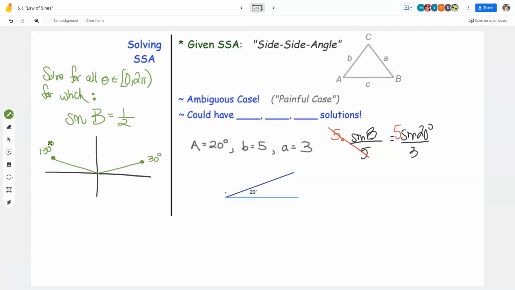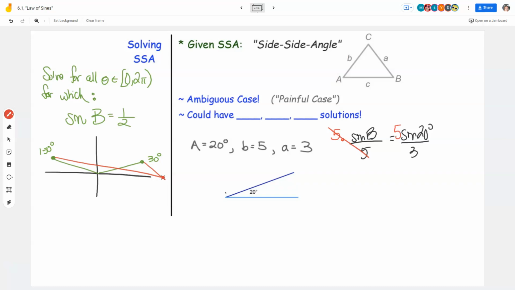What are we trying to solve? What's this entire section? Law of sines, but what are we trying to solve? Sides and angles of a triangle. Can 30 degrees be in a triangle? Yes. Can 150 be in a funky looking but still triangle? Yes. We have ambiguity.